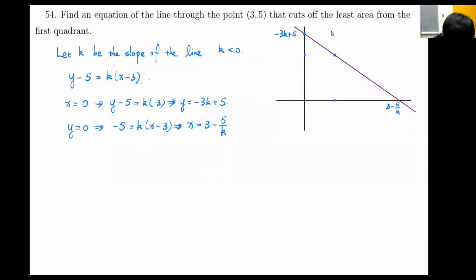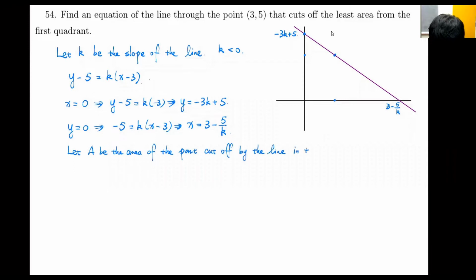If we let A be the area of the part cut off by the line in the first quadrant, then we see from the picture that this area is going to be 1/2 times the x-intercept times the y-intercept.